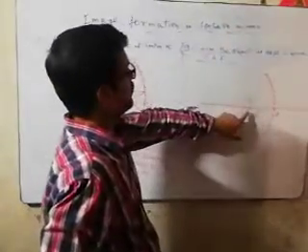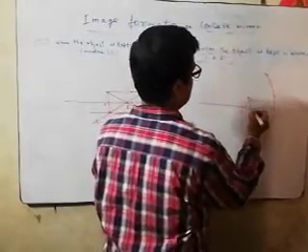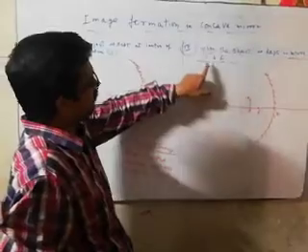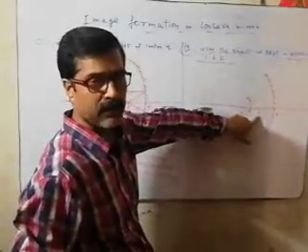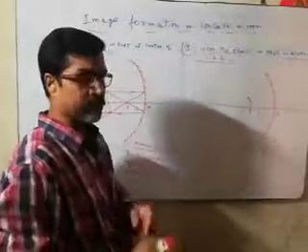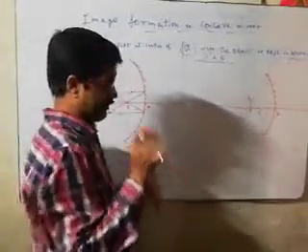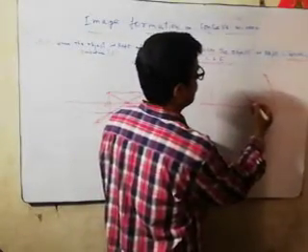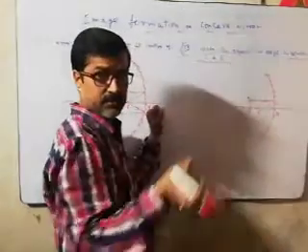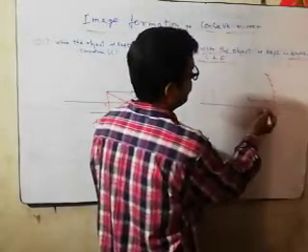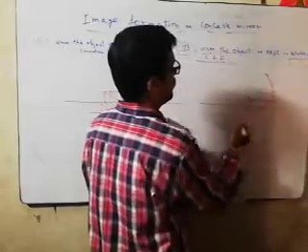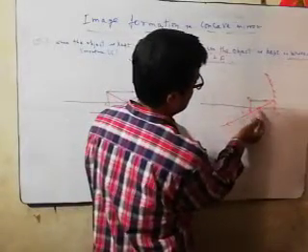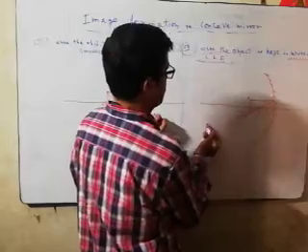So this is an object, a small object AB, kept between C and F, center of curvature and focus. Let's see how the image is formed. The first light ray, we always take parallel to the principal axis. This is the light ray, and it passes through focus point. And the second light ray, if you are taking through focus point, it will pass parallel to the principal axis.